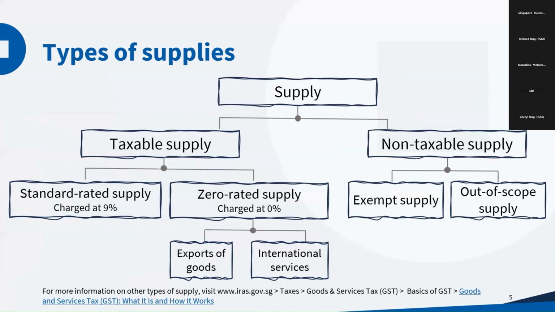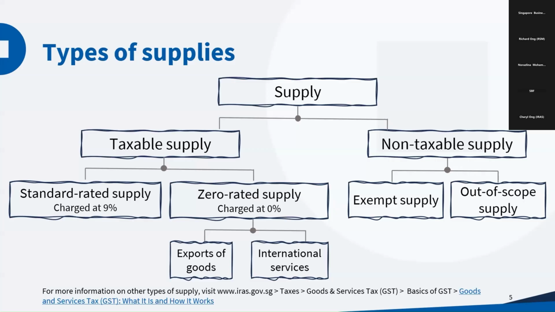There are two main categories of supplies, taxable and non-taxable. Under taxable supplies, there are two different types. When you sell goods or provide services locally, these are what we call standard-rated supplies, and you charge GST at 9%. Then we have zero-rated supplies, which refers to the export of goods or provision of international services. For this, GST is charged at 0%.